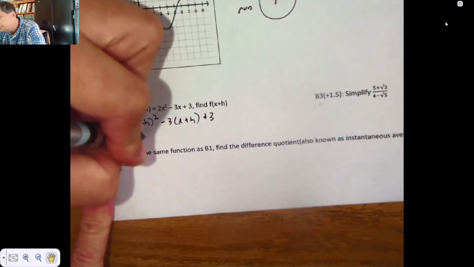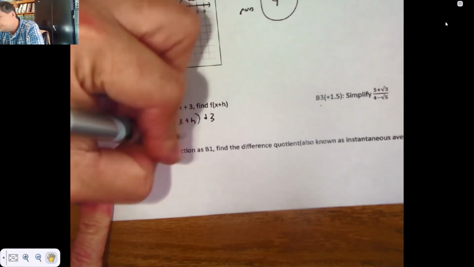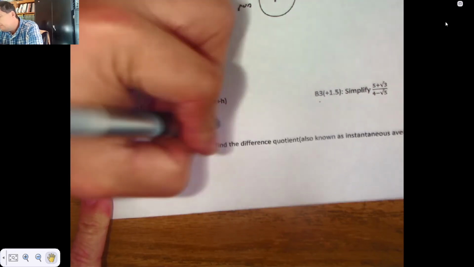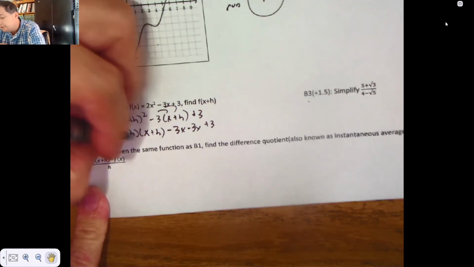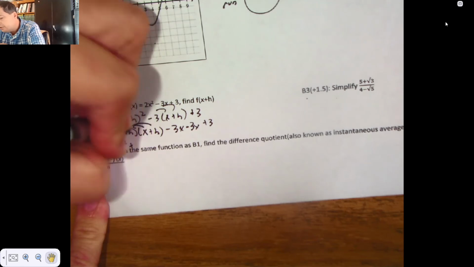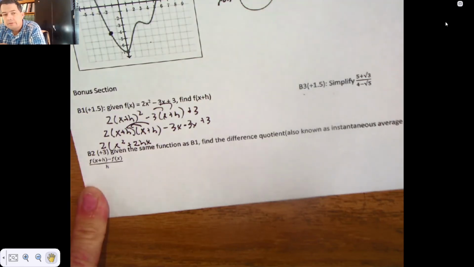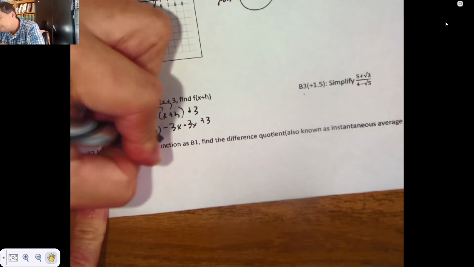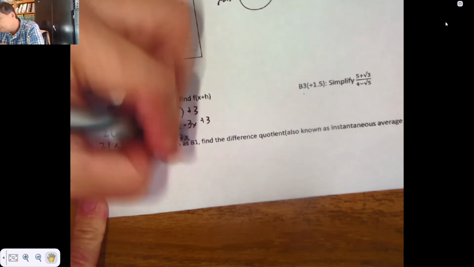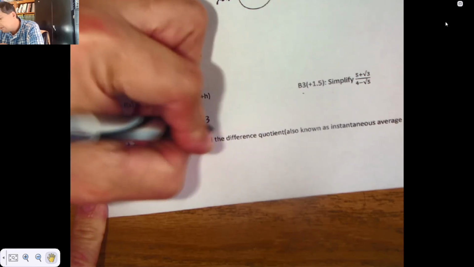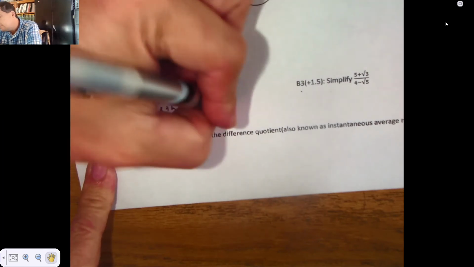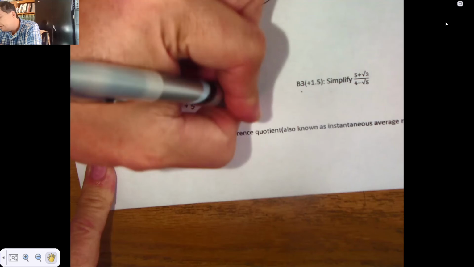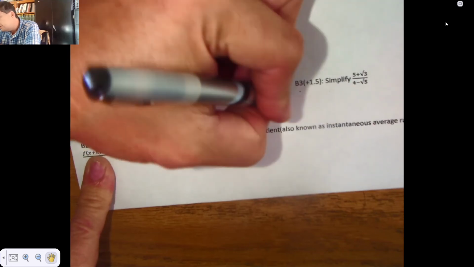To square something, you write it twice. This piece is easy. That's the distributive property. Now x plus h times x plus h is going to look kind of funky. It's going to be an x squared plus hx, so plus 2hx or plus 2xh, however you like it, plus h squared. That's supposed to be a 3h. And I'm going to have to distribute this 2 to everything. I will get 2x squared plus 4hx plus 2h squared minus 3x minus 3h plus 3.